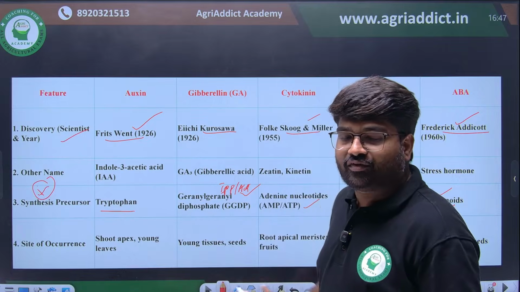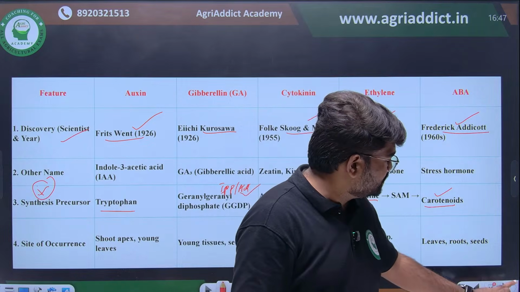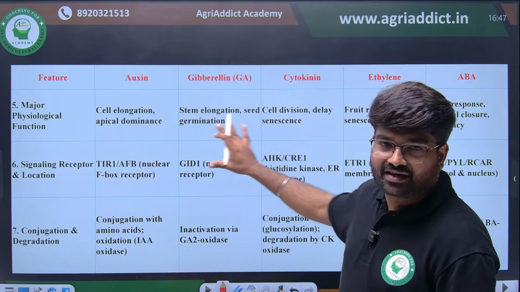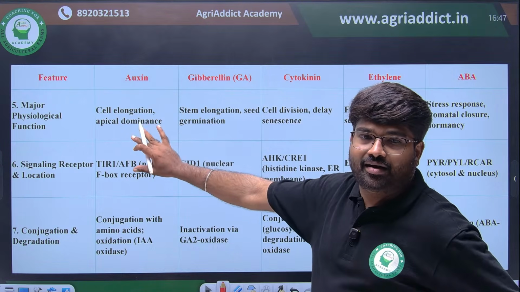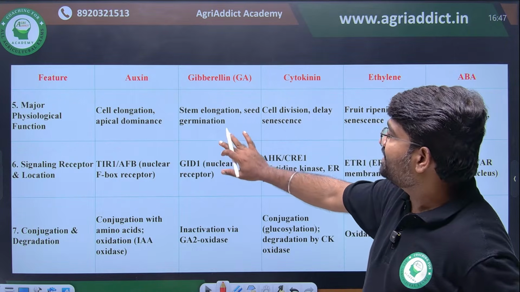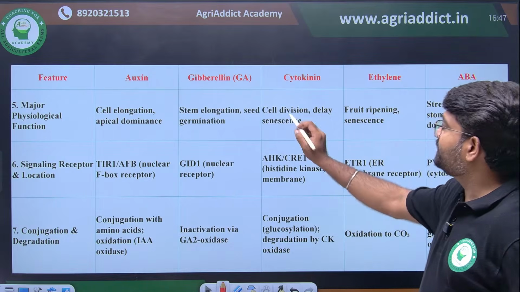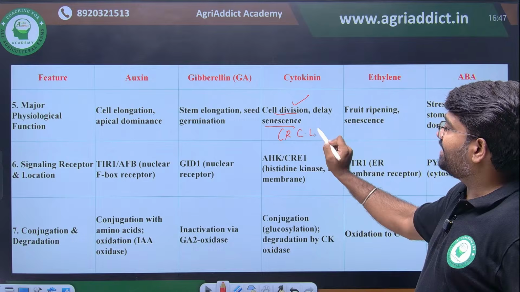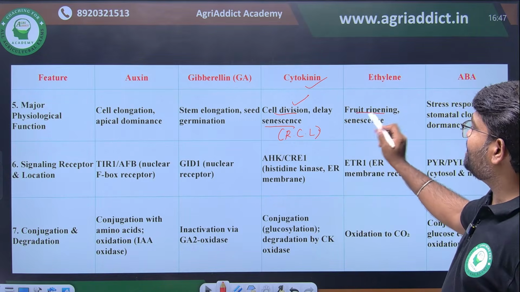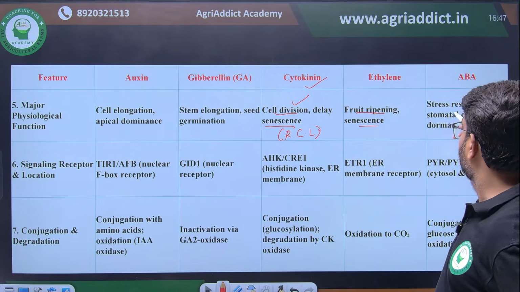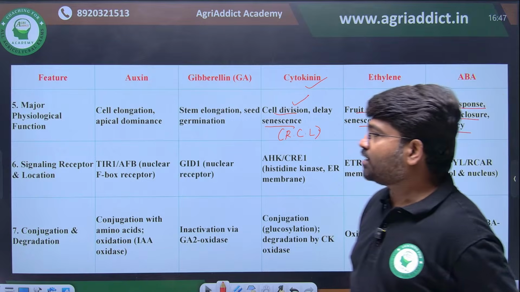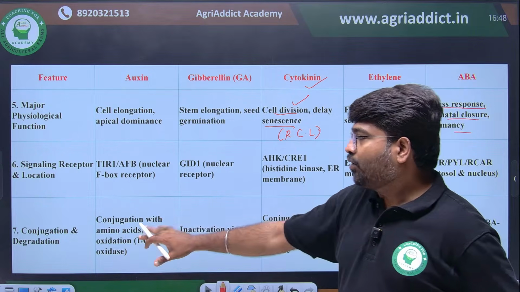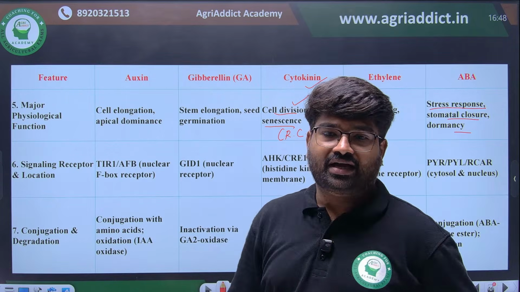The site of occurrence I have listed here; see it once. Another most important thing is the major physiological functions. Cell elongation and apical dominance: auxin. Stem elongation and seed germination: gibberellic acid. Cell division and delay of senescence, which I already told, the Richmond-Lang effect: cytokinin. Ethylene means fruit ripening, a universal thing. ABA means stress hormone. Then the receptors I have just given here; just see at a glance. How each is conjugated and degraded, I have also given here.